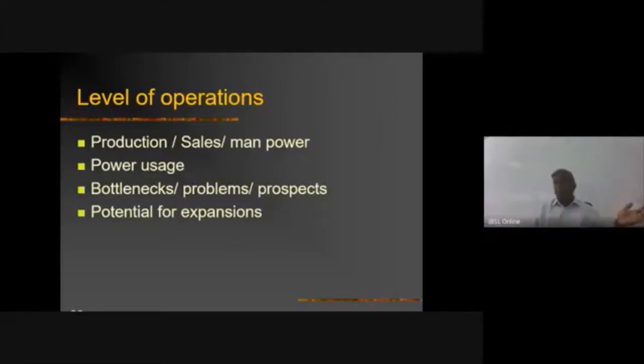So the raw material has to go through those three machines to get the product. First machine, machine A, second machine, machine B, third machine, machine C. The first machine has a capacity of 10 tons per day, the second machine 8 tons per day, the third machine 12 tons per day. What happened? First machine, 10 tons processed, whereas the 10 tons cannot go through the second machine because it has a capacity of 8 tons. And then only 8 tons come out from machine B.